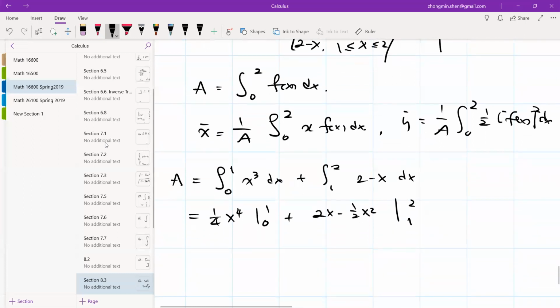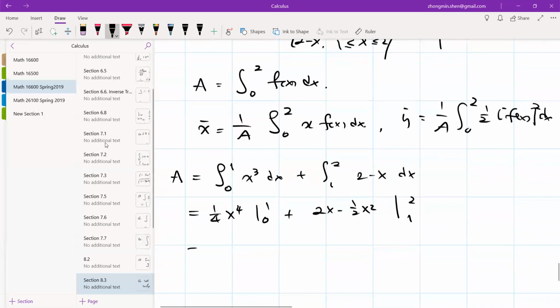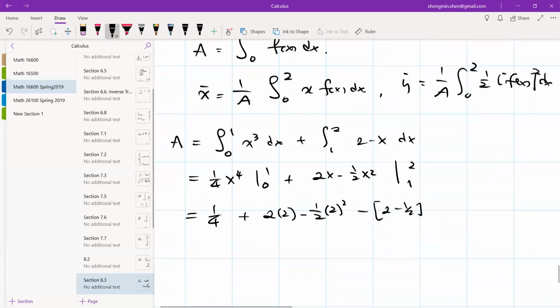There's no other choice. You have to do that, separate. That's a quarter plus 2 times 2 minus 1/2 times 2 squared, minus 2 minus 1/2. Be careful about these numbers. It's 4, and here's minus 2. Minus 2 minus 1/2 is 3 over 2.